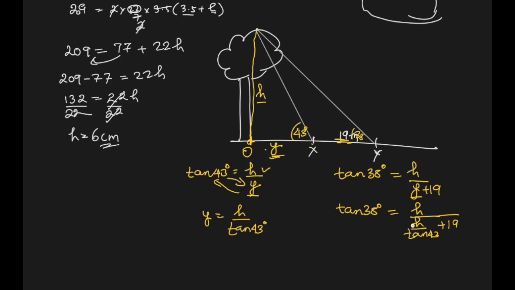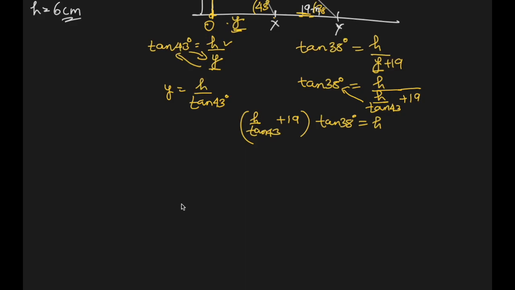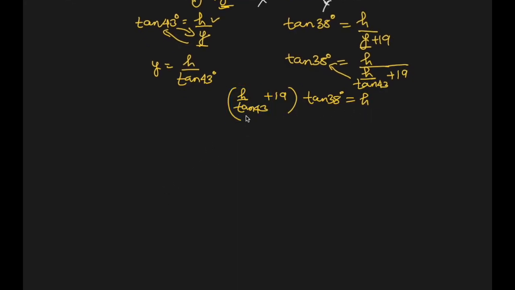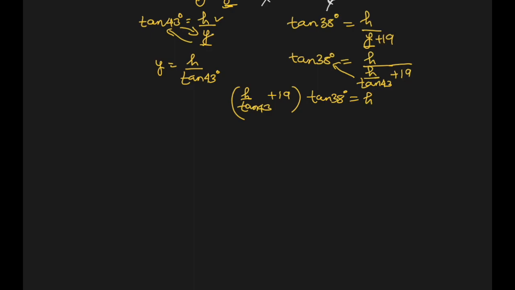Alright, this is the one. Now again cross multiply here. So it will become what? H over tan 43 plus 19, whole of the denominator multiplied with tan 38 equal to h. Now mind it, our aim is to find h, and there are two h's here. So let's separate this bracket and collect h's together. So this h over tan 43 multiplies with tan 38. 19 also multiplies with tan 38, and which is equal to h.